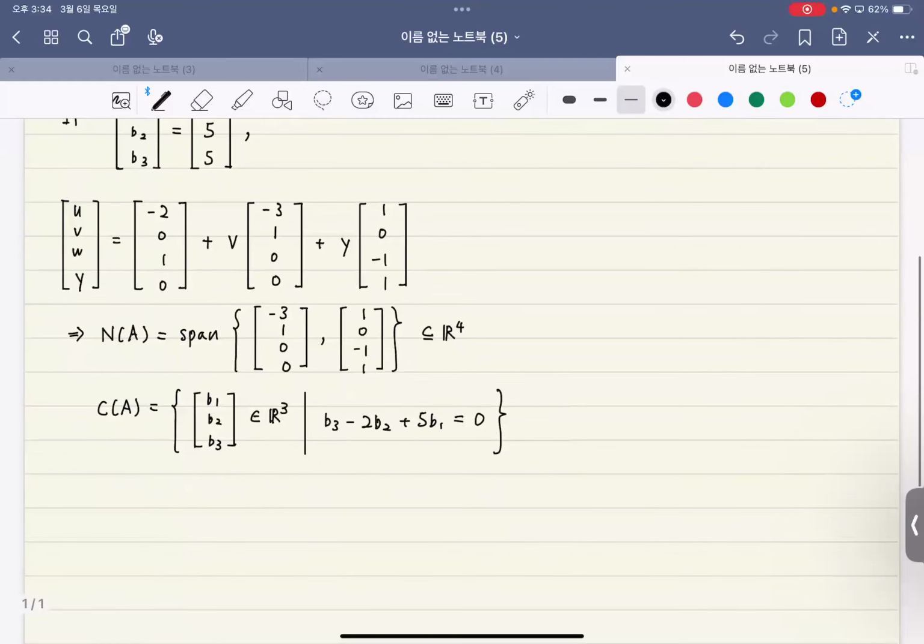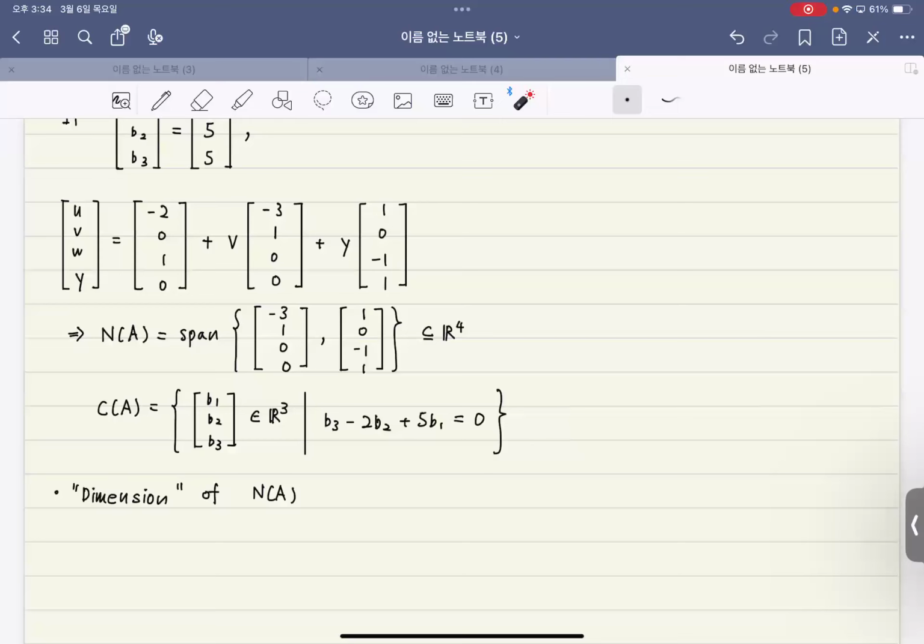Sorry. Even though I have never formally introduced the definition of dimension, I keep abusing the word. Sorry about this. Okay, let me try to study the dimension of the null space of A. What is the dimension of this null space? Well, clearly the null space is generated by 2 different vectors, (-1, -3, 1, 0, 0) and (1, 0, -1, 1). So I can say the dimension of this null space is 2.